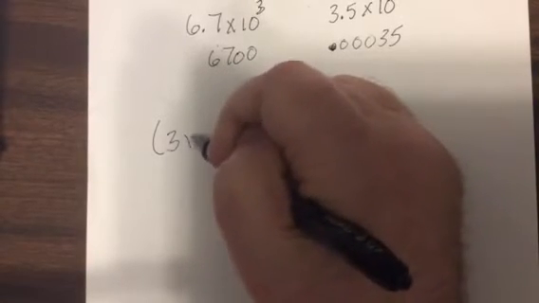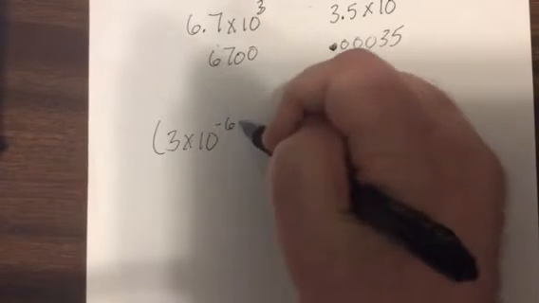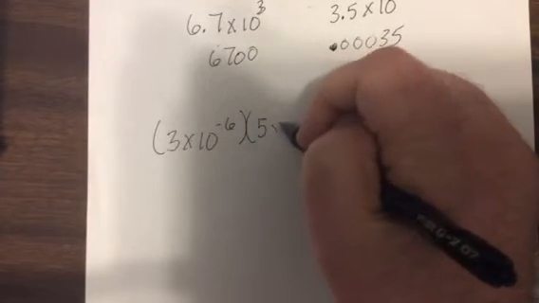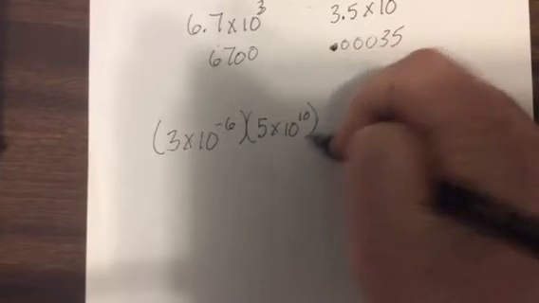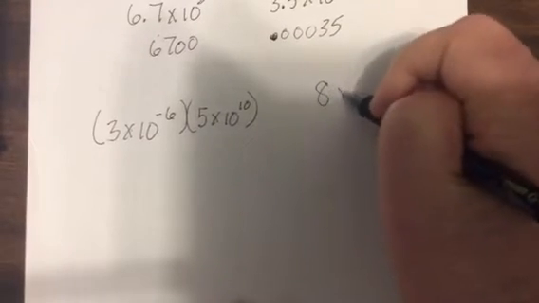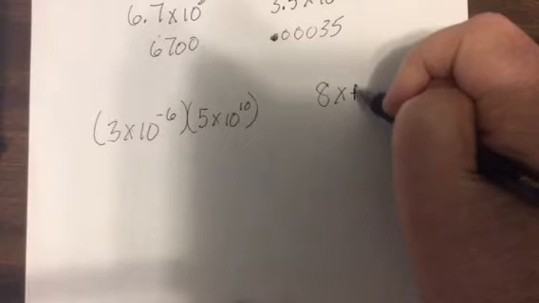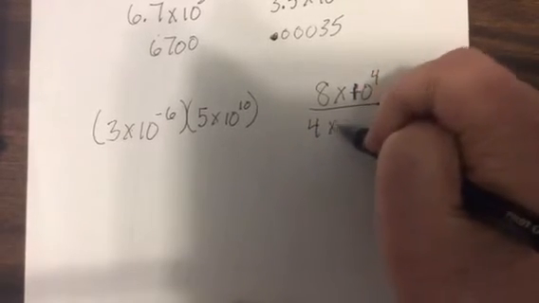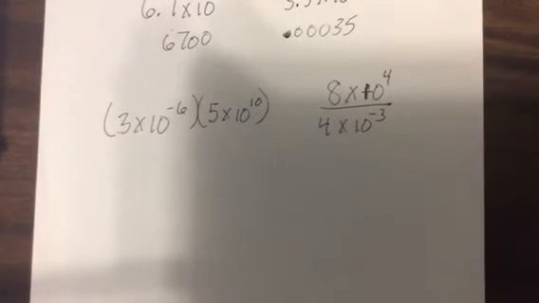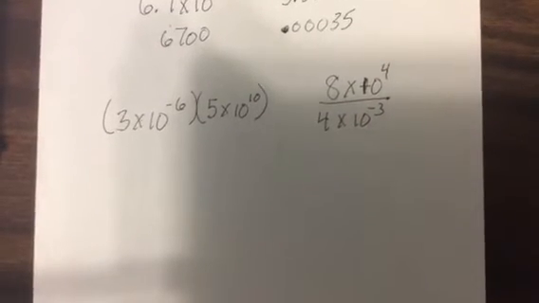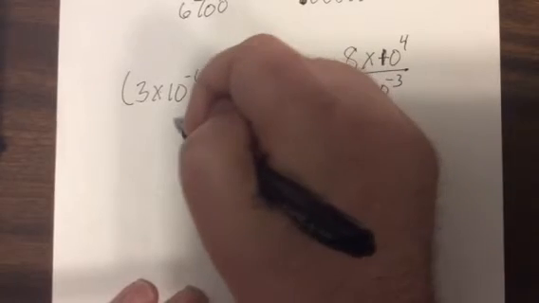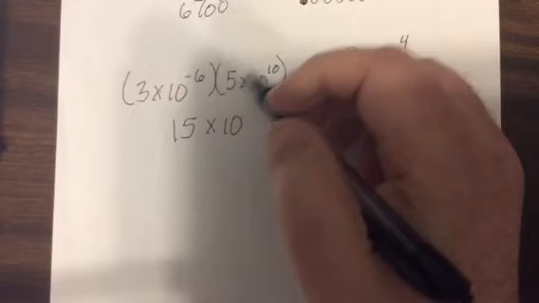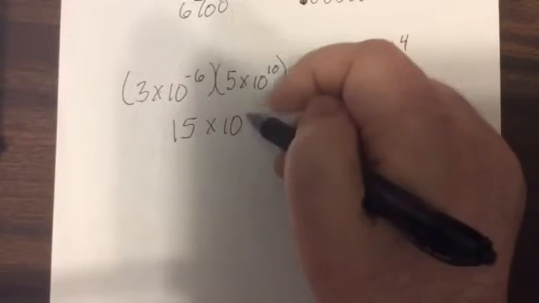Now do these two numbers. Multiply these two numbers is what I'm trying to say, and it's not coming out too well. Okay, go ahead and do those two. Okay, so 3 times 5 is 15 times 10 to the negative 6 plus 10 would be 4.